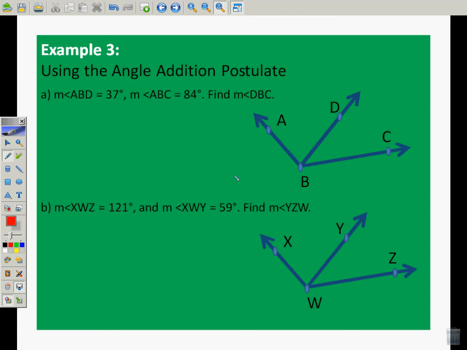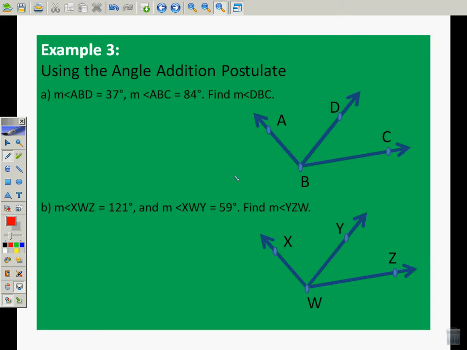Okay, so here's what we're going to do. We're going to use the angle addition postulate to find the measures of some angles. Some of them are going to involve just numbers, but if you keep watching, in the next one we're going to do some with variables in them. So here's the basic gist of it.